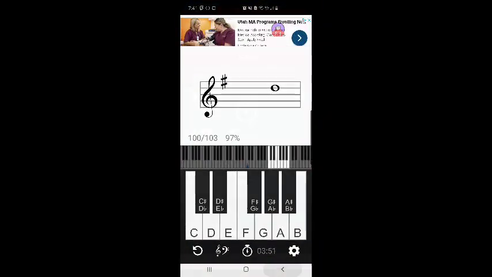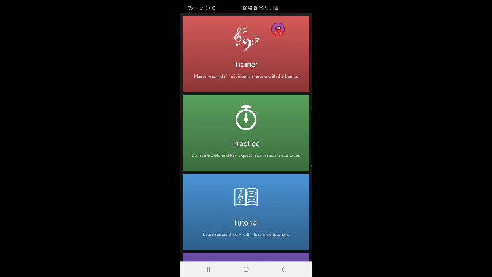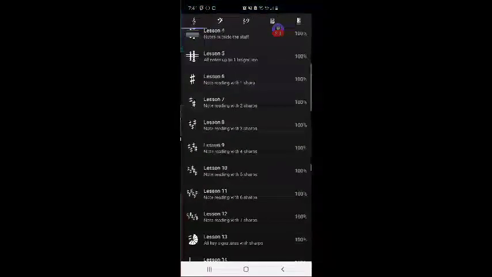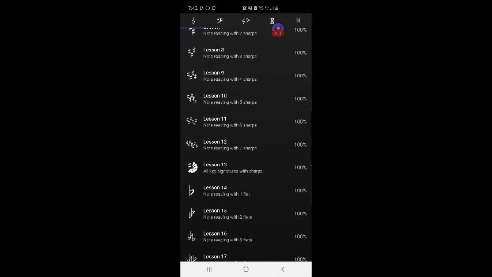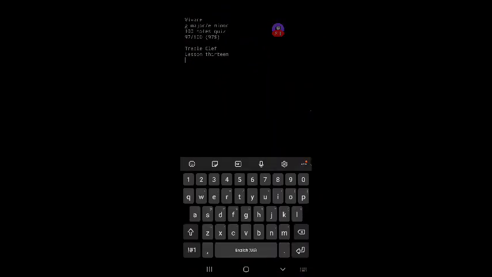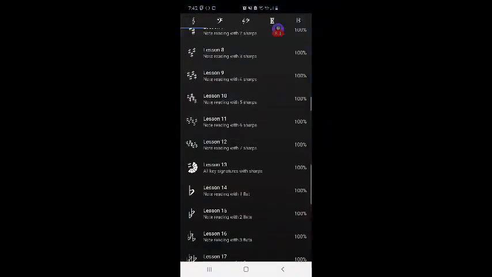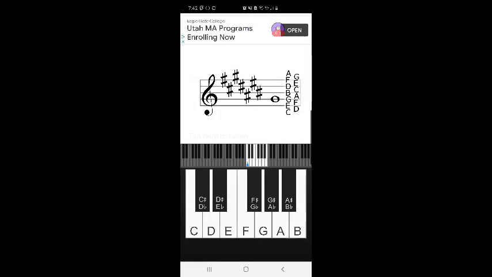Okay. So, we did that. Now we're going to go to the trainer in lesson 13. We're starting in lesson 13, which is all keys with sharps. Attempt number one. Okay, this is a little quiz. You can kind of practice beforehand, which can be helpful. So these are all sharps.